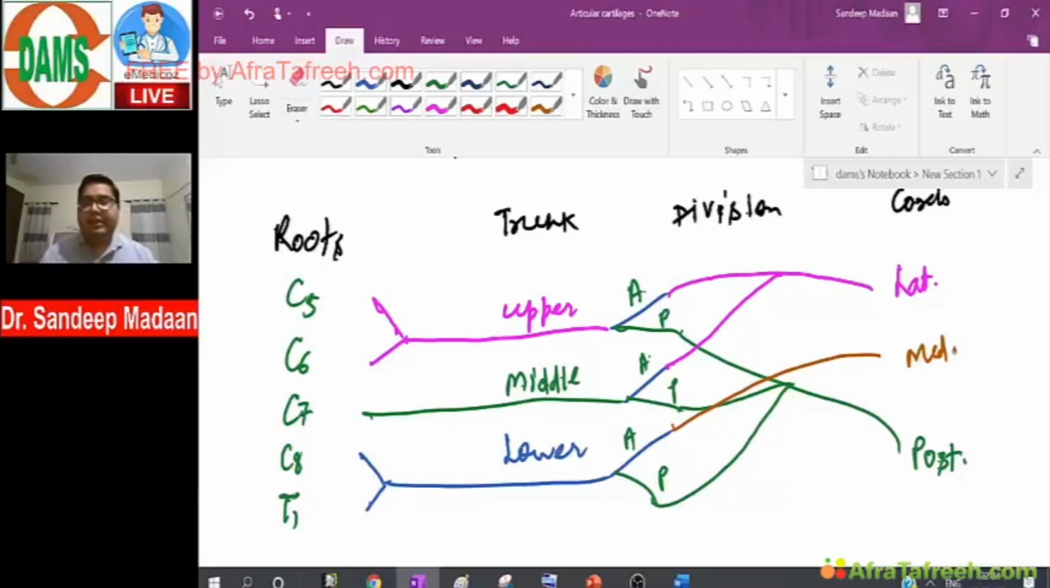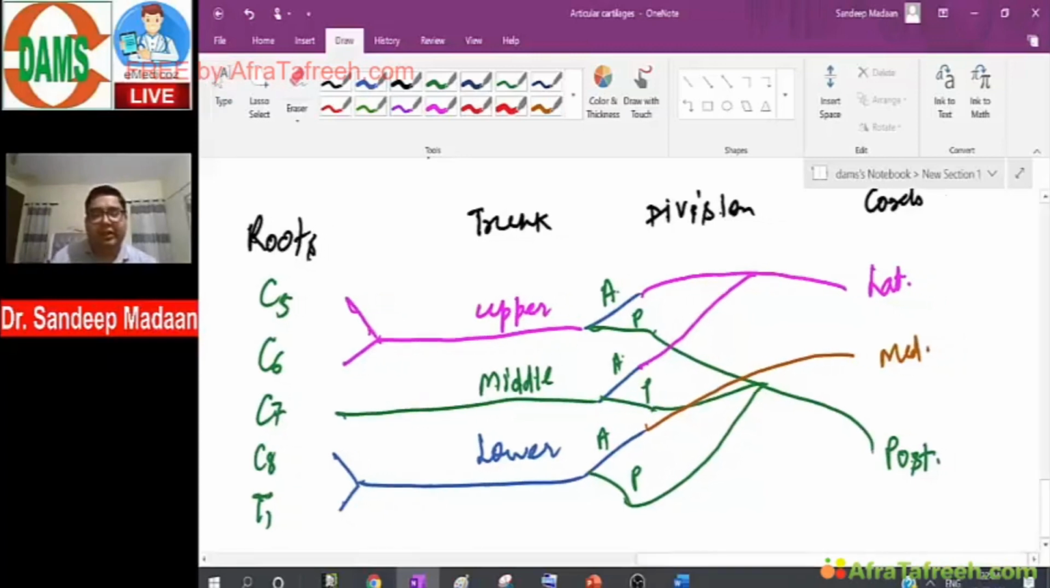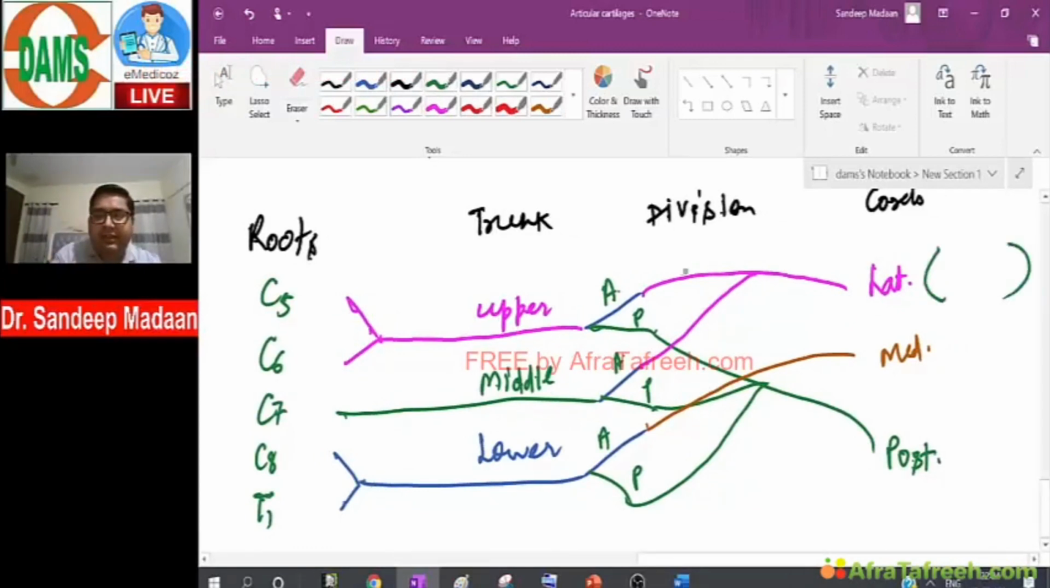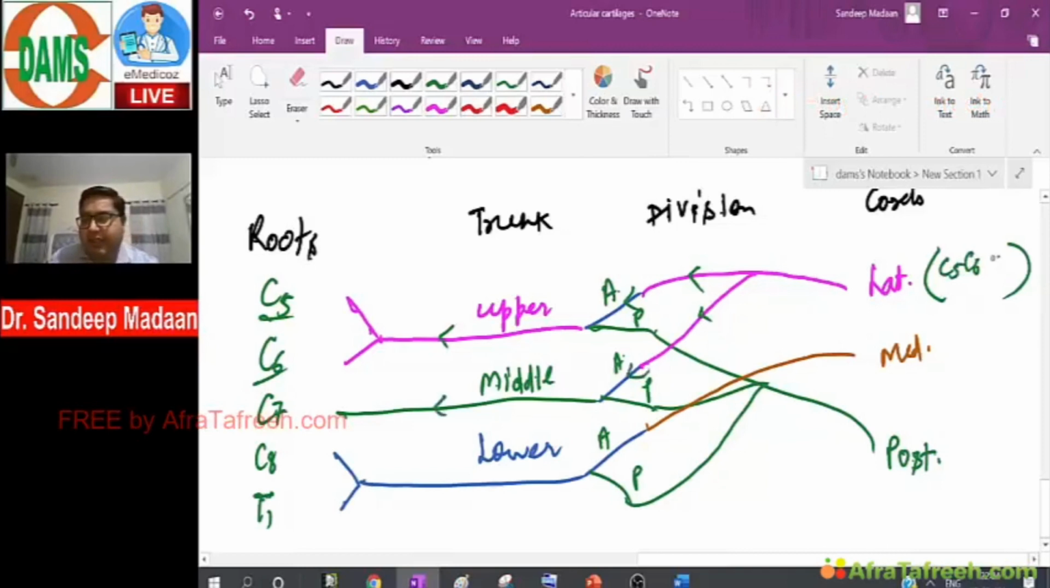Now let us understand the root value of the lateral cord. Lateral cord is made by this division and this division, right? Let us trace the fiber. This fiber is coming from C5 and C6. So the lateral cord is coming from C5, C6. Also this fiber, trace this fiber, this is coming from C7. So we can say the overall root value for the lateral cord is C5, C6 and C7.